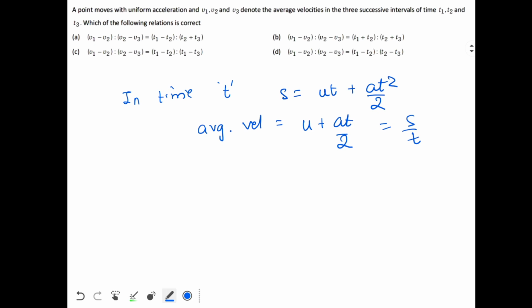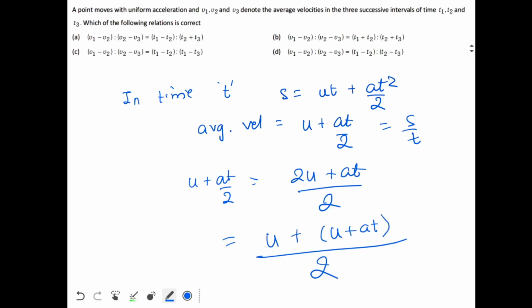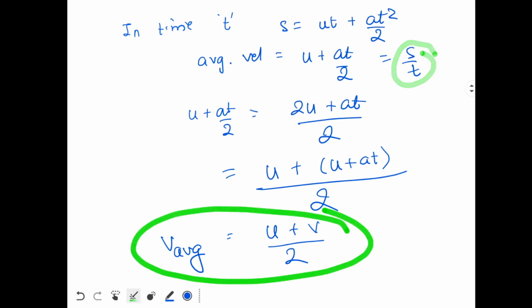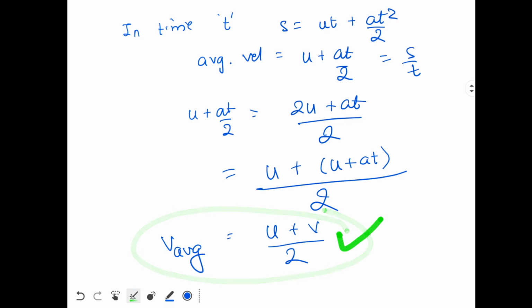But I can also rewrite this formula: u plus at by 2 is equal to (2u plus at) by 2. So that is equal to (u plus (u plus at)) whole divided by 2. And this is what? u plus at is the velocity after time t, so v by 2. So this is your v average. This is one more formula. This is one formula for average velocity. This is the other formula for average velocity, and we will be using this particular formula over here.